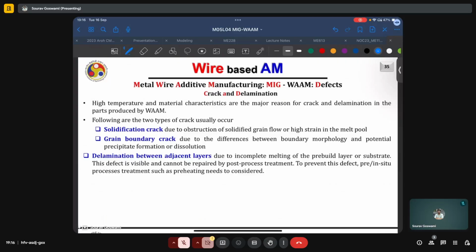There are a few other types of cracks which are typically observed in fusion-based additive processes, such as ductility dip cracking or liquefaction cracking. However, as I understand, they are outside the scope of the present course. Another thing which can happen is delamination between adjacent layers because of incomplete melting of the pre-built layer or substrate. This defect is typically visible and cannot be repaired by post-process treatments. To prevent this defect, pre-process or in-situ process treatments such as preheating need to be considered.